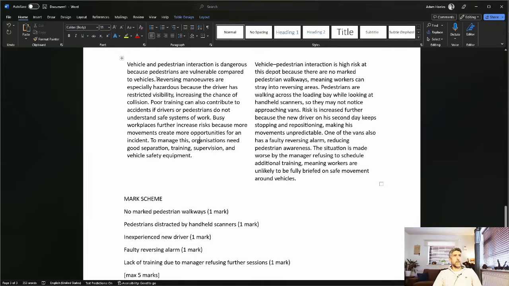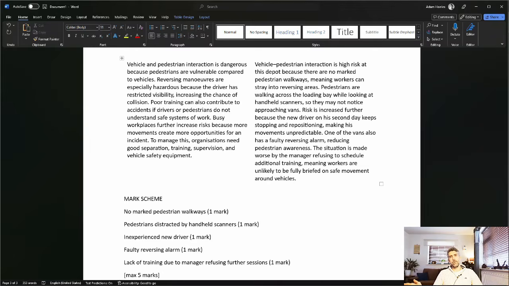Reversing manoeuvres are especially hazardous because the driver has restricted visibility, increasing the chance of collision. Sounds okay to me. Poor training can also contribute to accidents if drivers or pedestrians do not understand safe systems of work. Sounds common sense. Busy workplaces further increase risks because more movements create more opportunities for an incident. To manage this, organisations need good separation, training, supervision and vehicle safety equipment. None of that you could read and say, well, that's wrong.